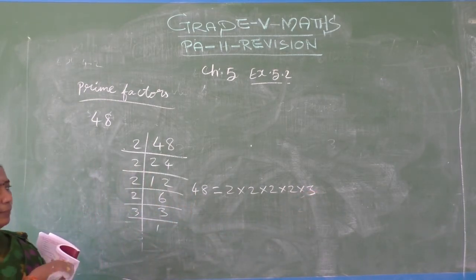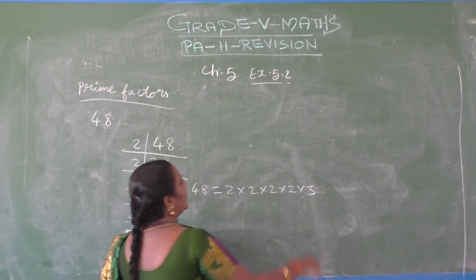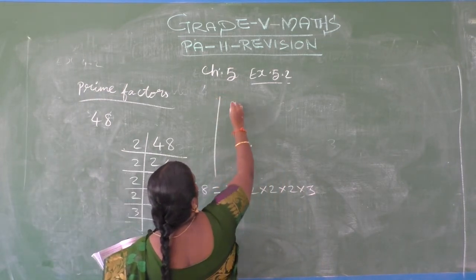Okay? This is a prime factorization. Then how can we make a factor tree? Make a factor tree.